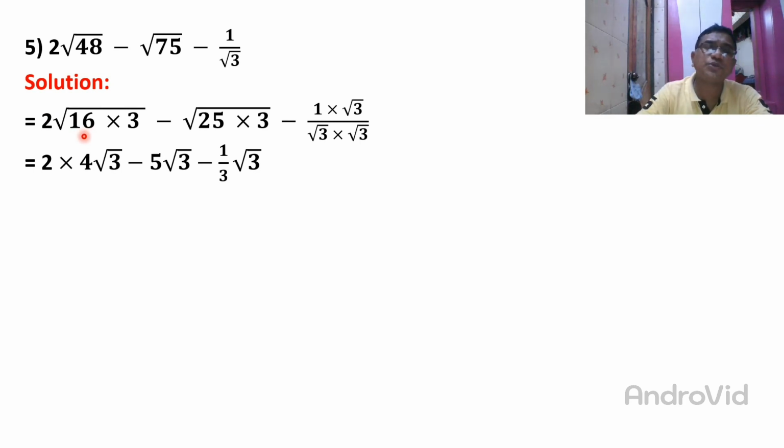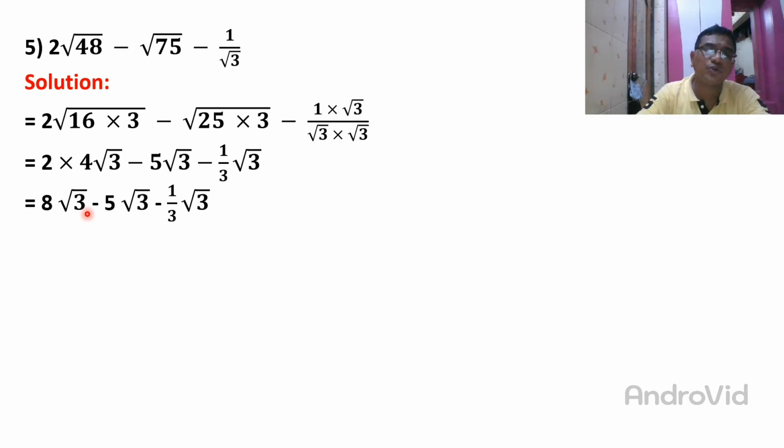So 2 remains as it is. The square root of 16 is 4, so I write here 4 root 3. The square root of 25 is 5, so I write here 5 root 3. Then root 3 into root 3 is 3, so 1 upon root 3 becomes root 3 upon 3. If you multiply 2 times 4, that is 8, so 8 root 3 minus 5 root 3 minus 1 upon 3 root 3.